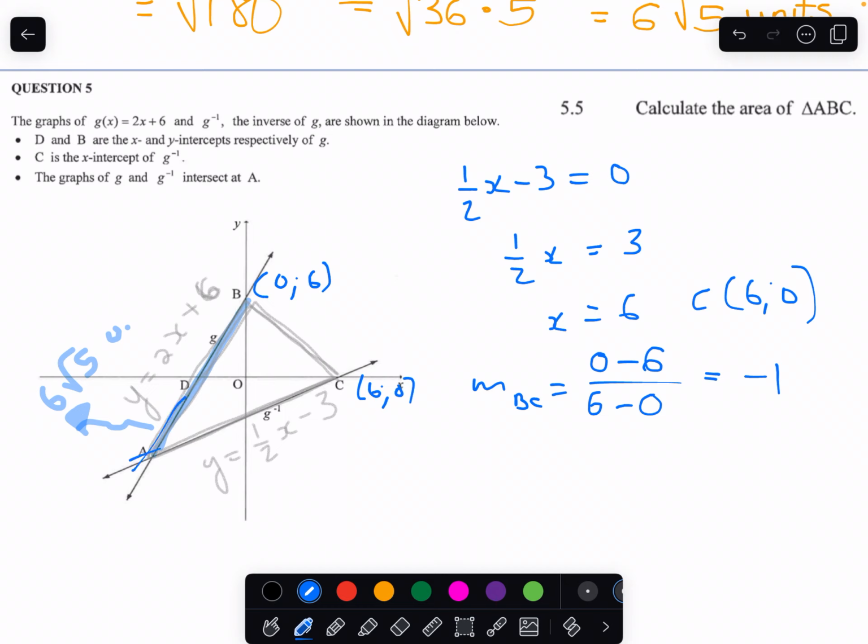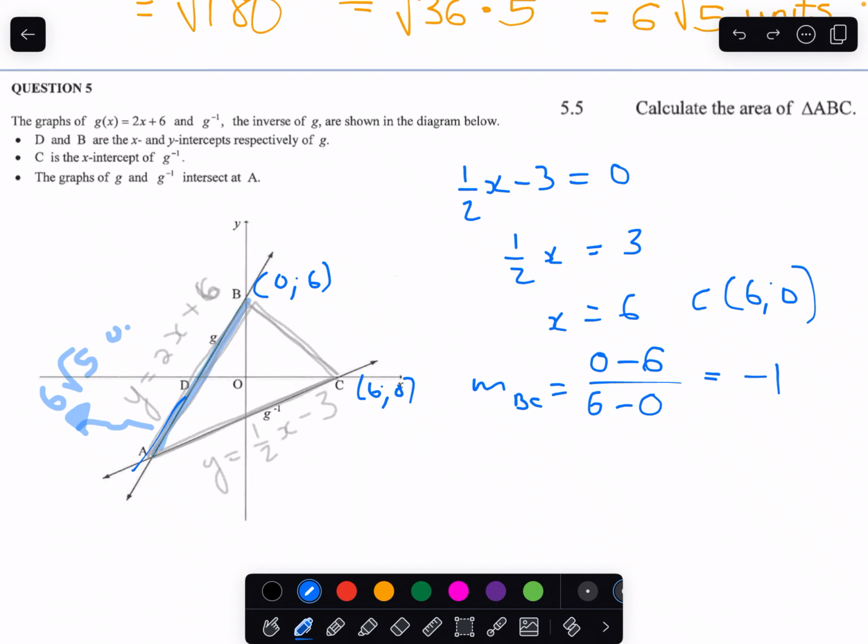These two are definitely not perpendicular either. 2 times a half is positive 1, not negative 1. And then lastly, are these two perpendicular despite what the diagram suggests? No, they are not. What did I just work out? Yes, no, they're not, because a half, the gradient of this guy, times negative 1 is negative a half, not negative 1. So none of these lines are perpendicular, which means I'm going to need to find the perpendicular height.